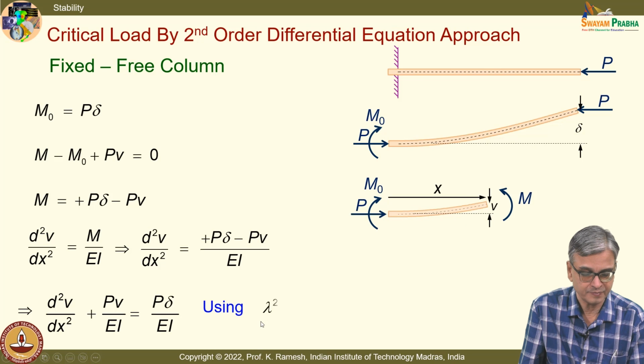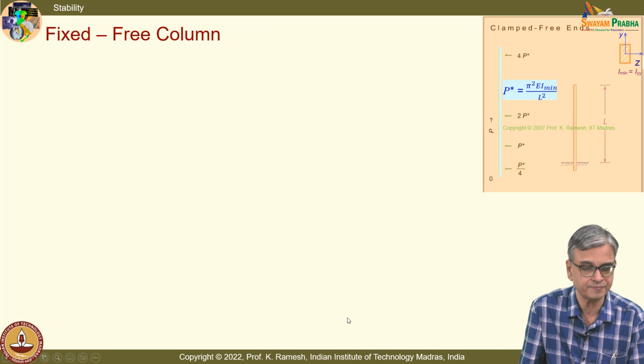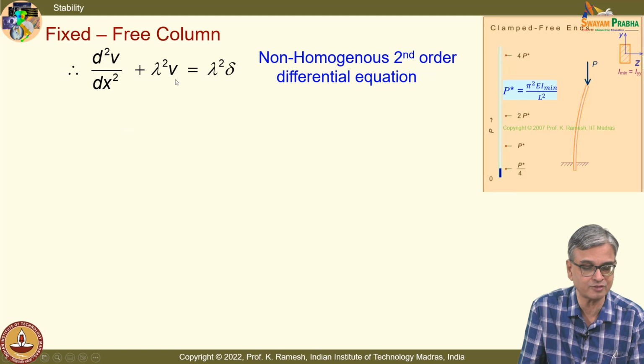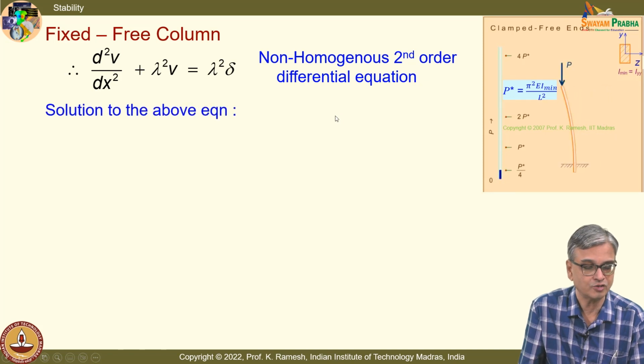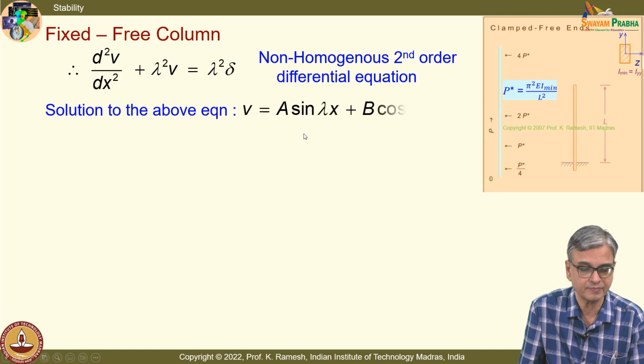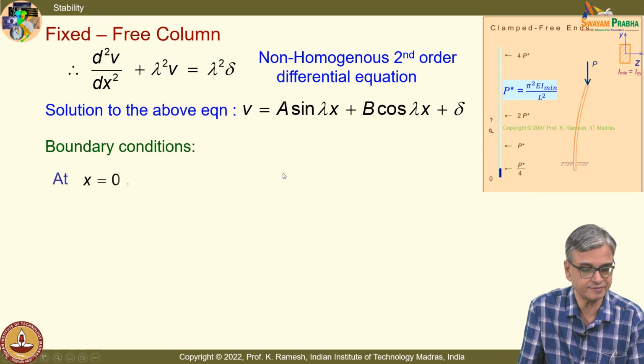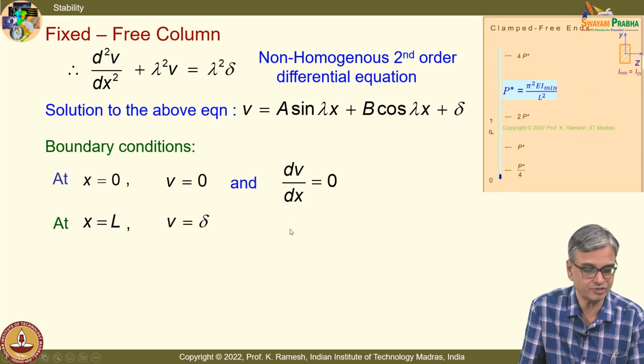and lambda squared equal to P by EI, which we have already used. You can also rewrite this as d squared v by dx squared plus lambda squared v equal to lambda squared delta. It is a non-homogeneous second order differential equation. The solution to the above equation is of the form A sin lambda x plus B cos lambda x plus delta, and you have the boundary conditions. At x equal to 0, v is 0 and slope is 0. At x equal to L, v is delta.